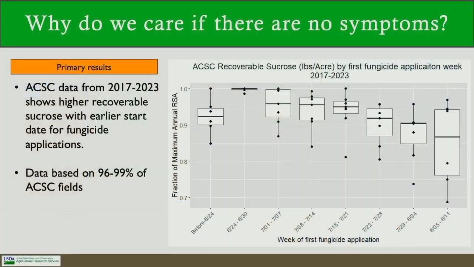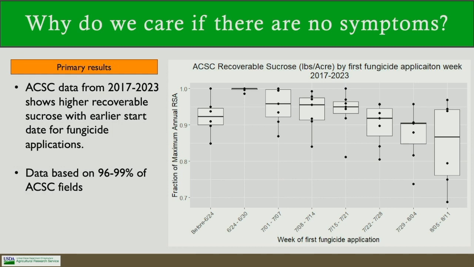Now, you might be wondering, why do we care so much about latent infection, other than the utility of knowing what the fungicide resistance profiles might look like running into the application period? What you see on this graph are some data we've been working on with Crystal Sugar, where we've binned fields into categories based on the first week of the year when fungicide application started.